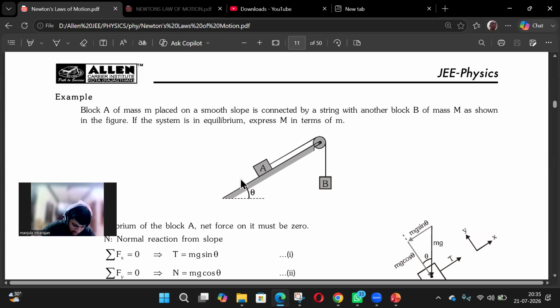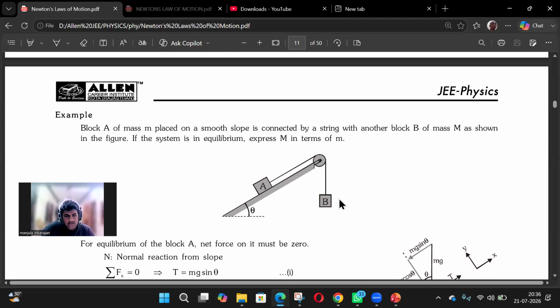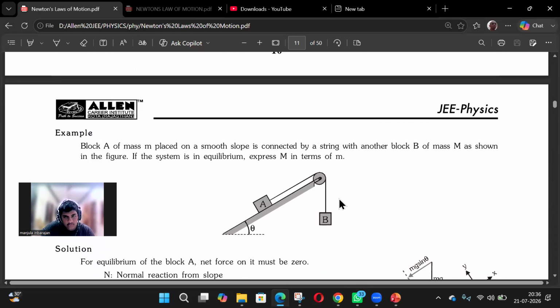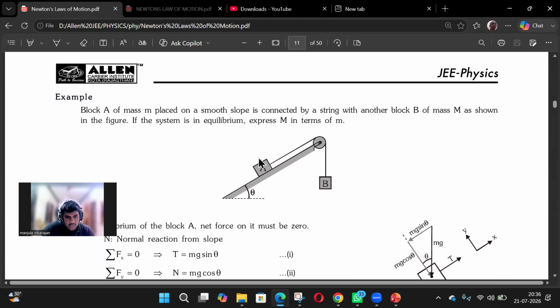So if it is balanced by mg sin theta, then the force can be equalized, and then m is equal to M sin theta. So check, is it the answer? Check for the extreme case. What is the extreme case here? Suppose theta is a variable. A is heavier than B or B is heavier than A.